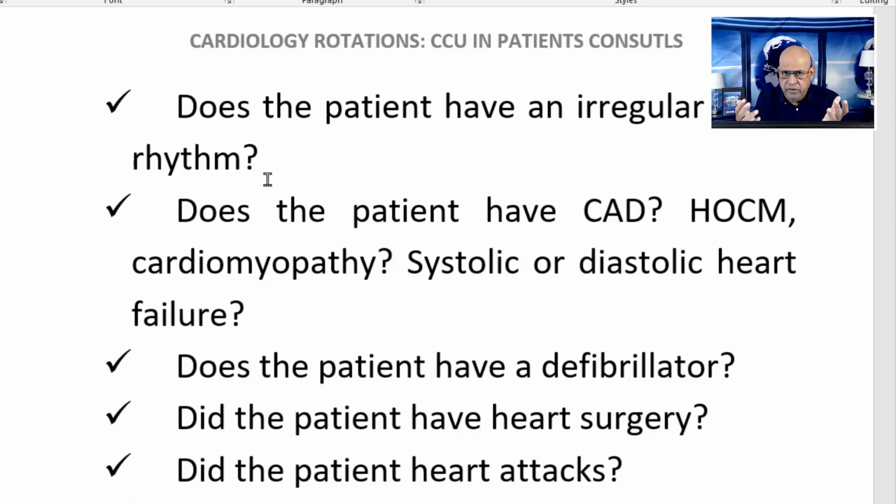Did the patient have heart surgery? Did the patient have coronary artery bypass surgery? Does the patient have valvular heart disease? Does the patient have coronary stents? When was the last time the patient had a coronary stent? How many stents does the patient have? What was the last time the patient had a stress test or an echocardiogram to look for any evidence of reversible ischemia? How many heart attacks did this patient have?